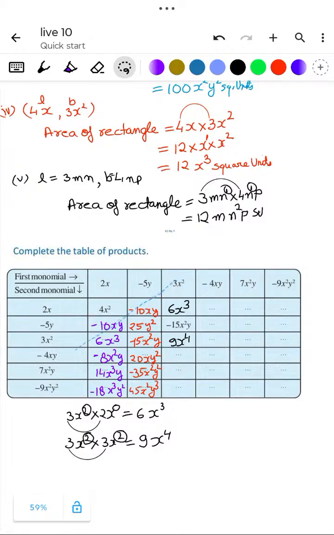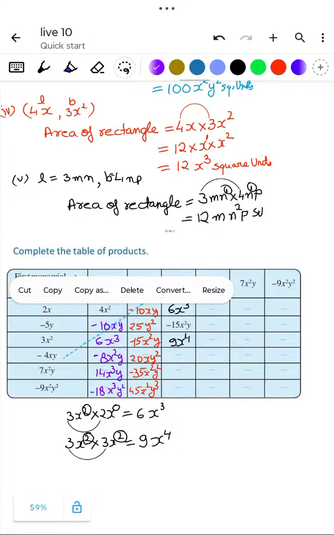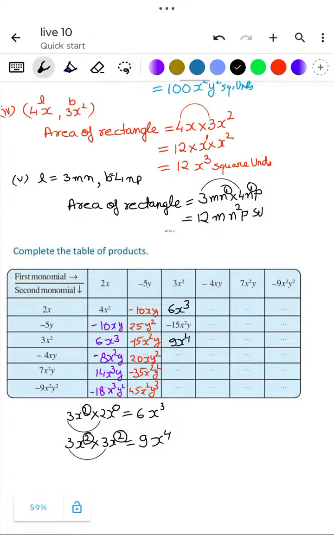Now 3x square into negative 4xy. 3x square into negative 4xy. So multiplying the digits, 3 into negative 4 is negative 12. X to the power 2 plus 1 is 3, and y. So this is negative 12 x cube y.